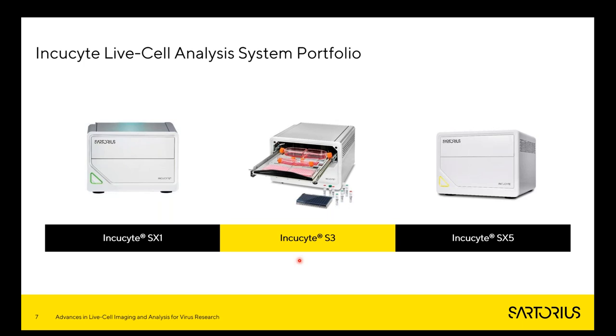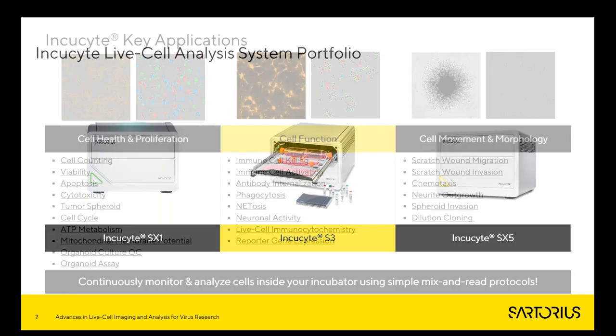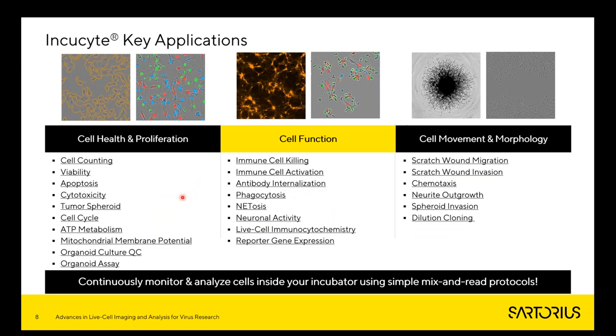So with regards to our Incucyte portfolio, here we've got three systems, and these three systems all vary in terms of complexity and high throughput. But the one thing that they all have in common is that they all use the same very easy to use guided software interface. So this can be useful for those who want to upgrade their system to a next variant. At this moment, I'm not going to focus too much on these three systems. I'm going to save that for the end of this presentation, because now I want to change topics to talk about some of the key applications on the Incucyte.